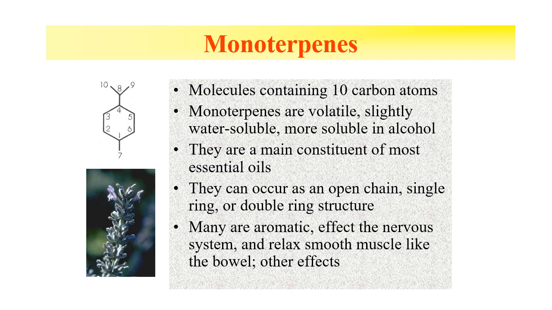Many of these essential oil compounds can affect the nervous system and the smooth muscle. They relax the smooth muscle tissue in our body, like the uterus, the digestive tract, and the bladder.